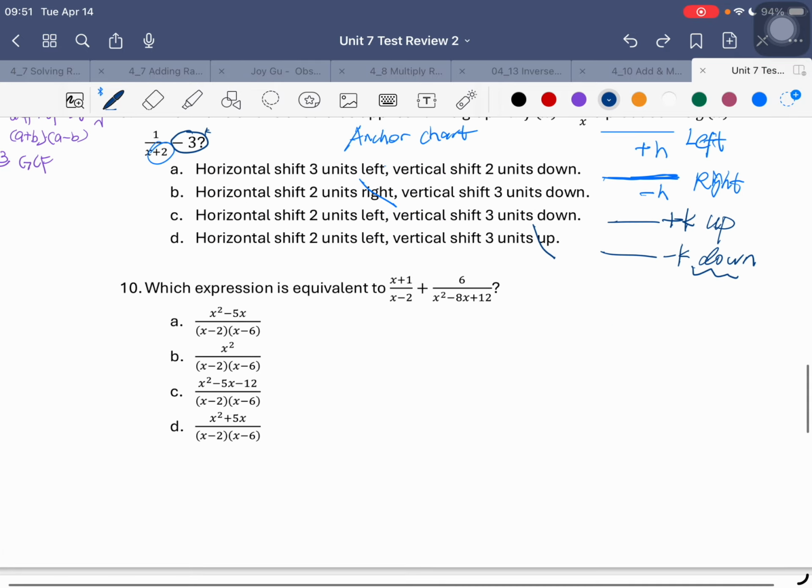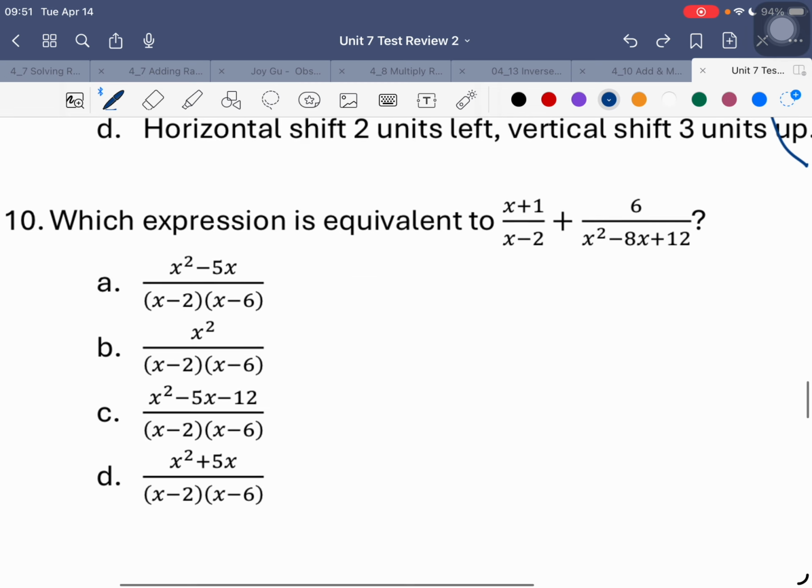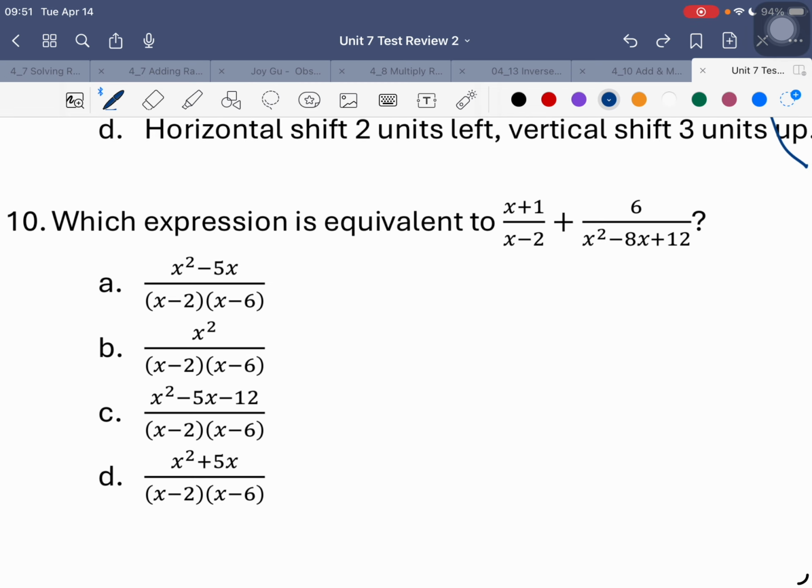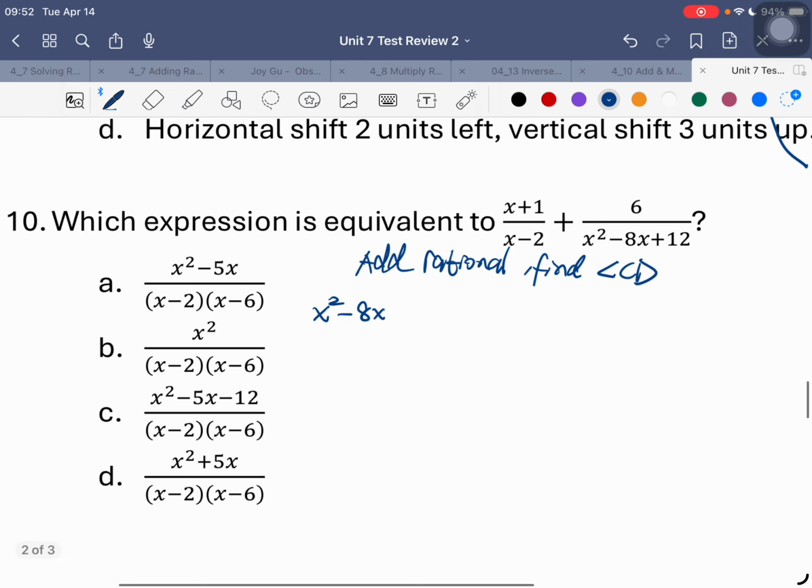Okay, now let's look at number 10. Which expression is equivalent? Oh, so we need to add rationals. To add rationals, we need to find the LCD. So I need to factor the bottom, the one with the highest degree, which is x squared minus 8x plus 12. For this question, we'll need to use the box method, so you need to show me the box method.